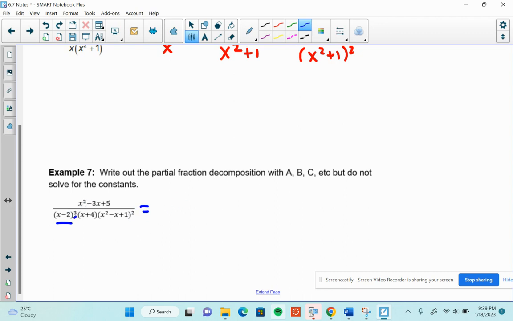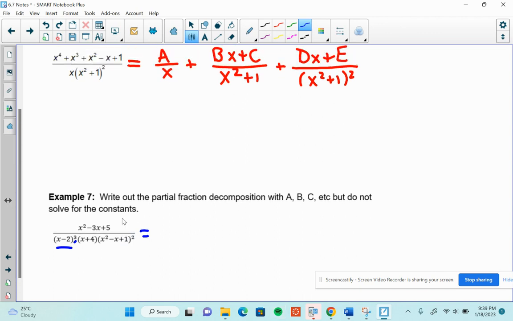Oh, and keep in mind that we can only do this if the fractions are proper. Let's go back up to this one. This is degree 4. Down here, this would be degree 5 if you multiplied it all out. I need you to think about that. This one that we're working on right now, the numerator is degree 2, the denominator is way bigger degree than that. So no problem with these being proper fractions.